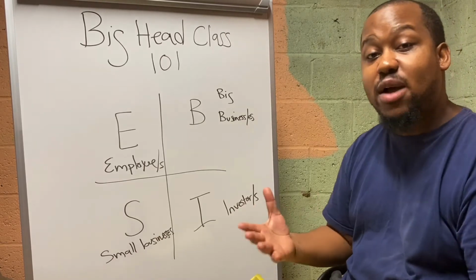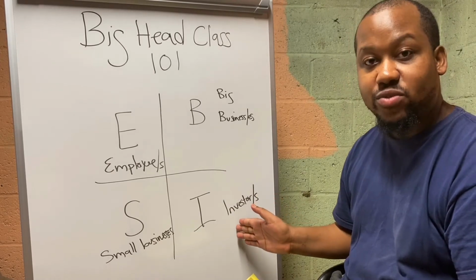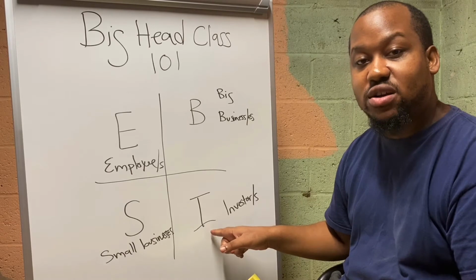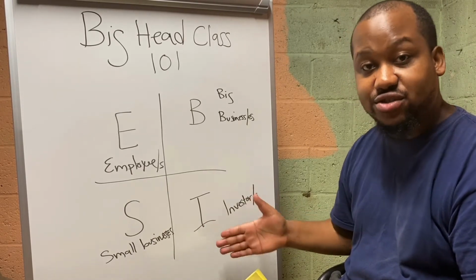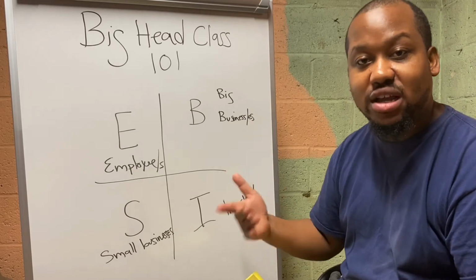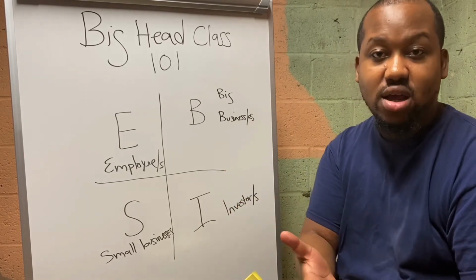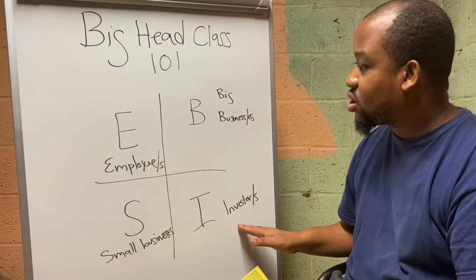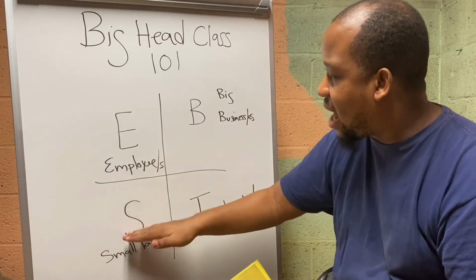A great example of someone who is an investor is Warren Buffett. Another category that could be in the I is real estate investor, people who invest into real estate. Another one is real estate development, who develop commercial real estate.